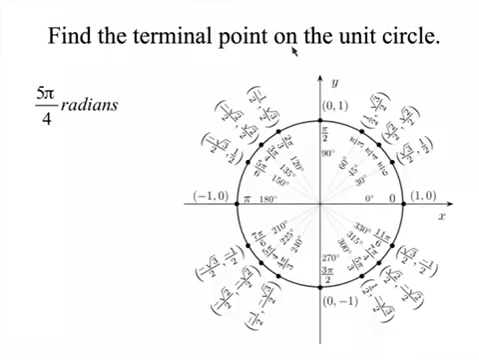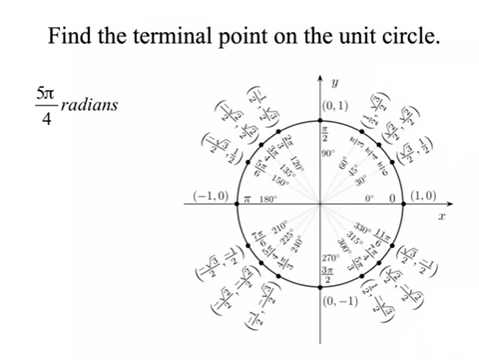Find the terminal point on the unit circle. So here's my unit circle. And I want to find the terminal point for 5 pi over 4 radians. Terminal points are these dots at the edges. So with the coordinate, I'm looking for the coordinate at 5 pi over 4.